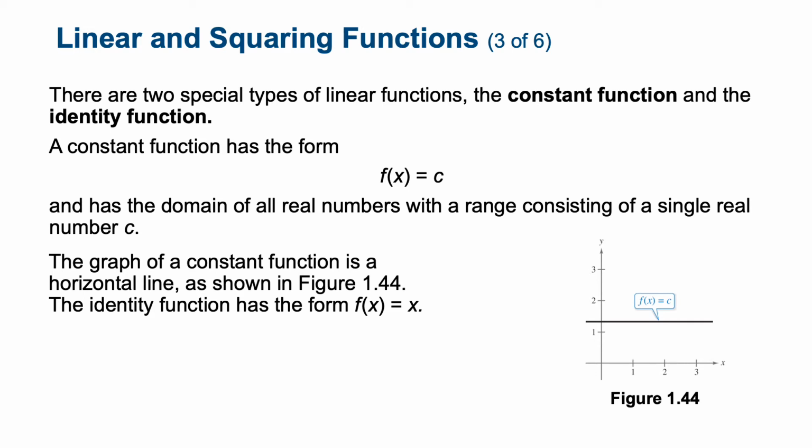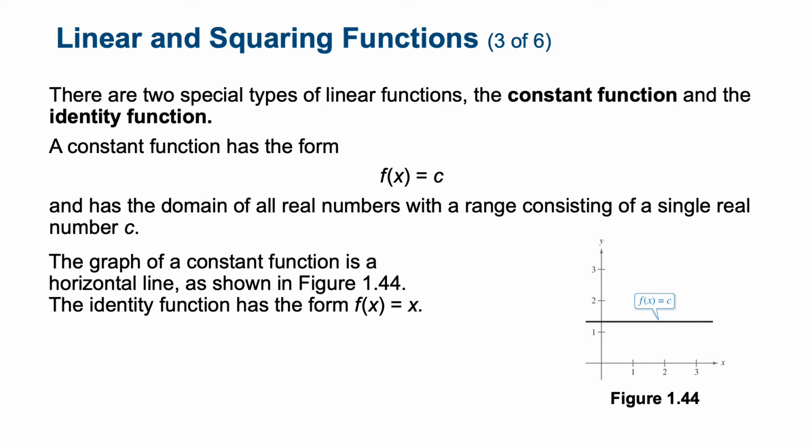Okay, there are two special types of linear functions worth mentioning, which are the constant function and the identity function. The constant function has the form f of x is equal to some constant, so basically just a number. So when you get y equals a number, it has a domain of all real numbers, and the range is just that number c. The graph of the constant function is a horizontal line, just like this. And depending on what c is, it could be here, up here, or down here, who knows.